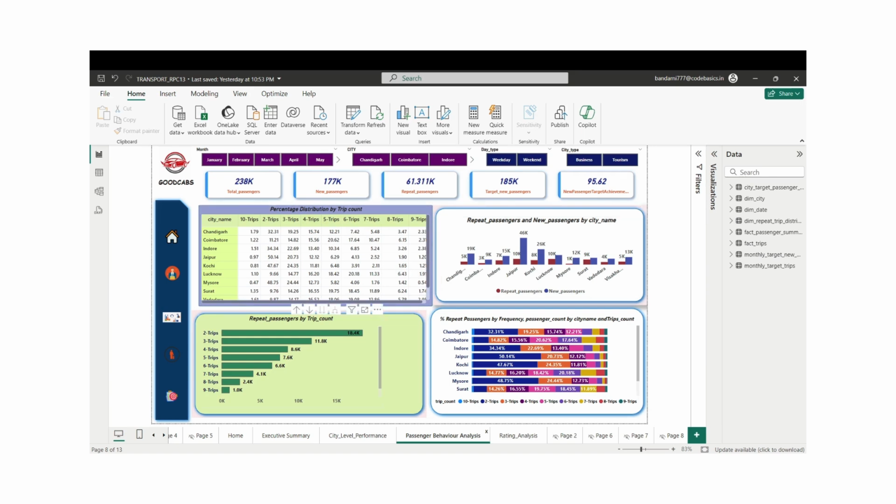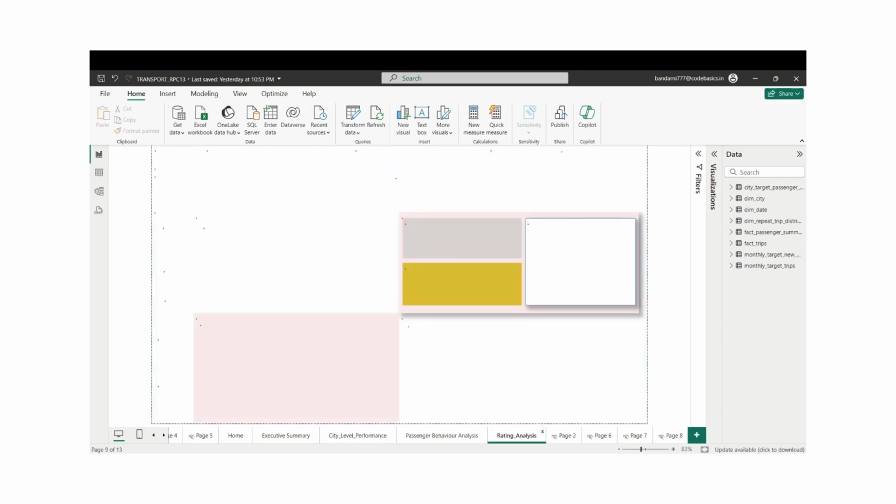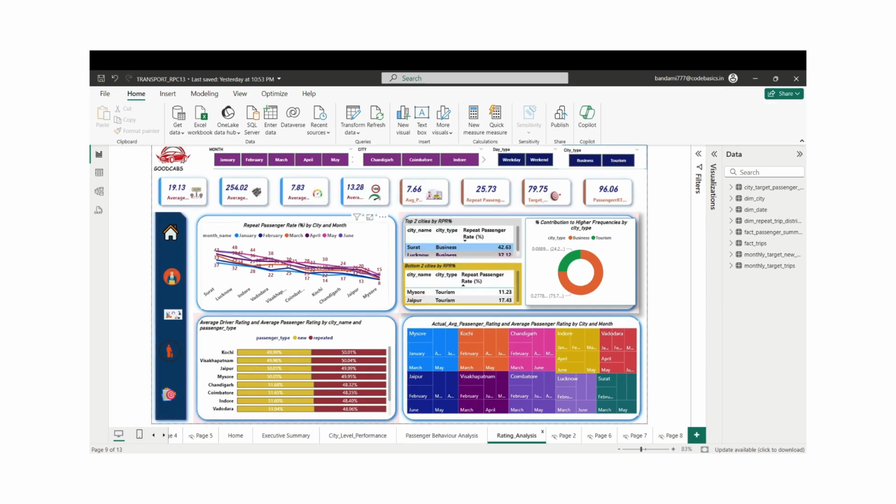Passenger behavior analysis dashboard shows the percentage distribution by trip count, repeat passenger and new passenger by city name, repeat passenger by trip counts, repeat passengers by frequency, and passenger count by city name and trip count. The last dashboard shows the rating analysis, that is repeat passenger rate percentage by city and month, contribution to higher frequency by city type, top two cities and bottom two cities by RPR percent, average driver rating and average passenger rating by city name and passenger type, and actual average passenger rating by city name and month. And these are the slicers and these are the key metrics of this dashboard.